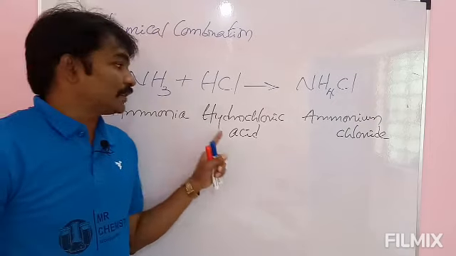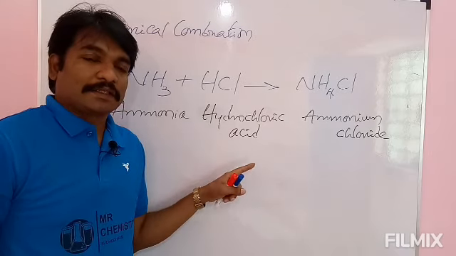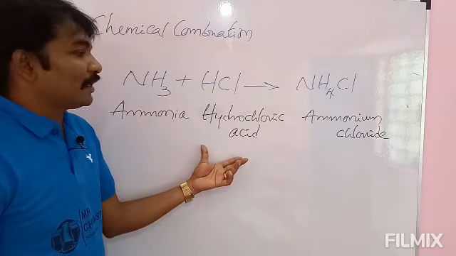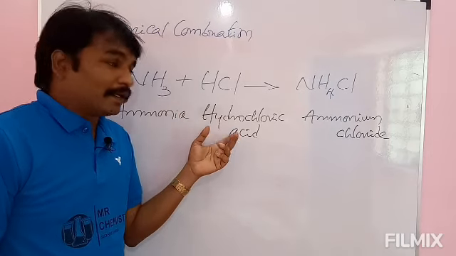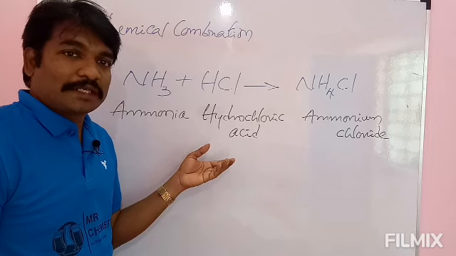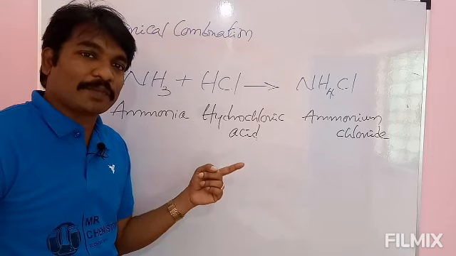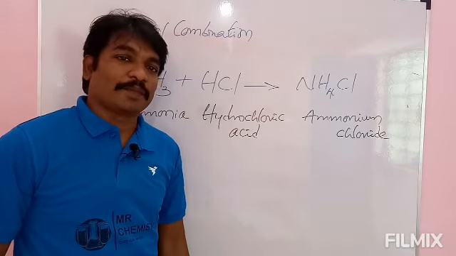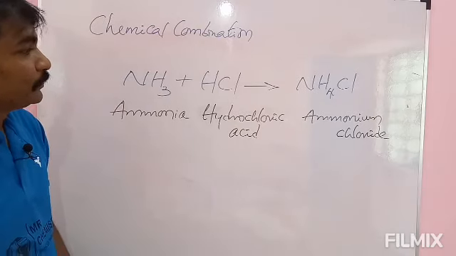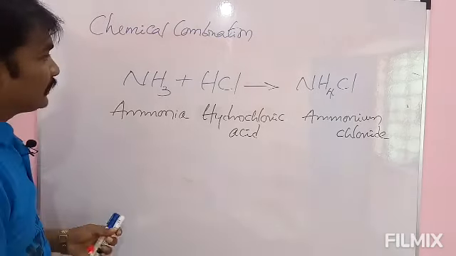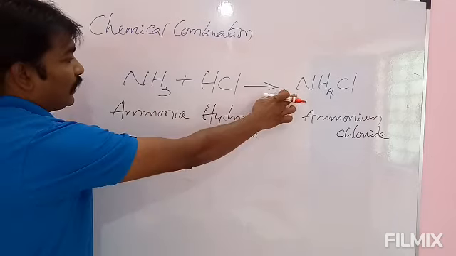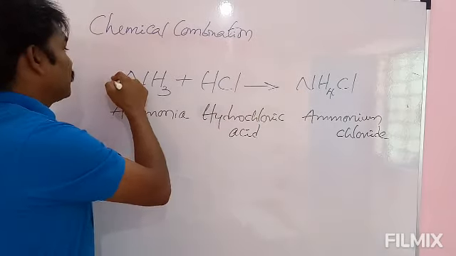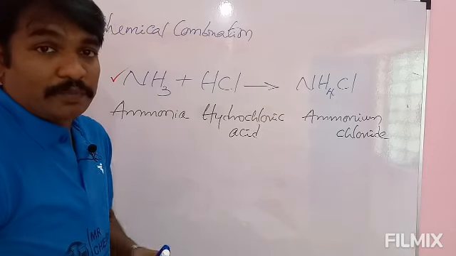Here also two different substances, two reactants, combine with each other and form a new compound. And see here, these two are not elements, these two are compounds. In the examples we just discussed, elements combine to form compounds. Here compounds combine to form a new compound, that is ammonium chloride. Note down this one and check the balancing. One nitrogen, hydrogens 3 plus 1, 4. Chlorine 1. It is a balanced equation. And we will check one more example here.